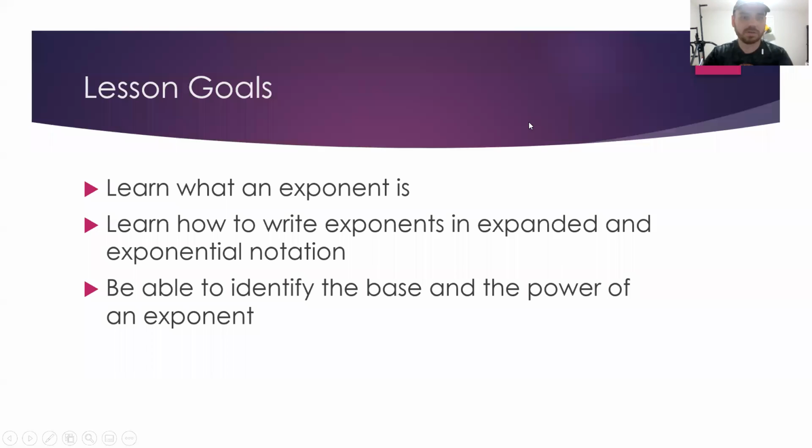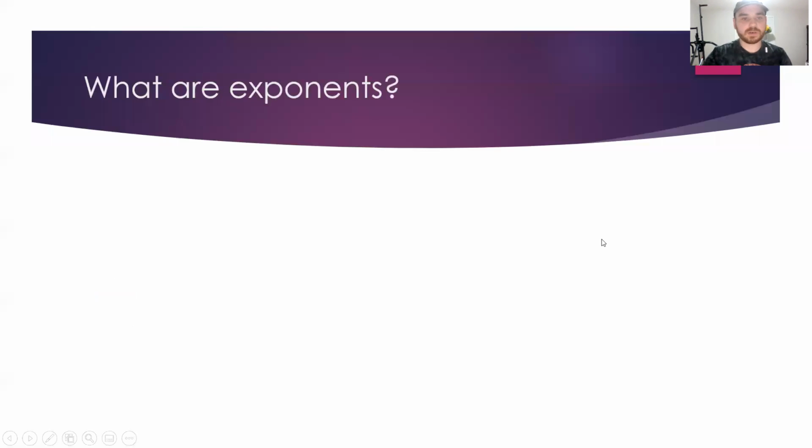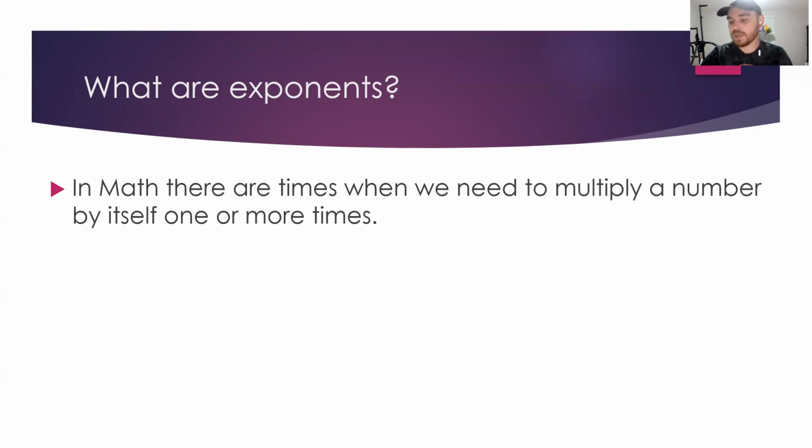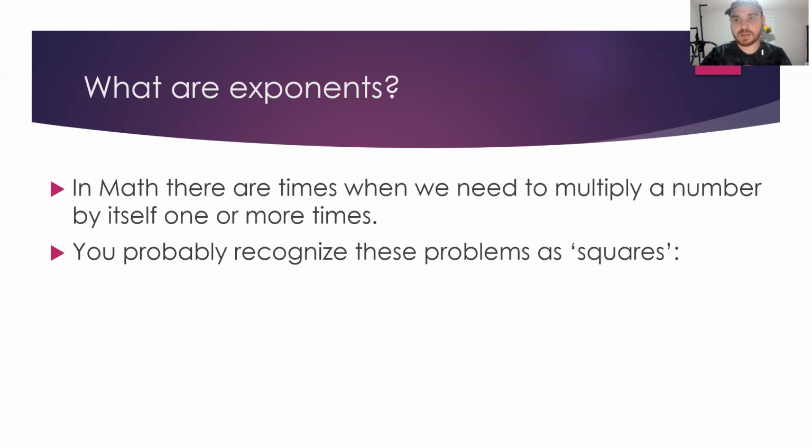So first things first, what exponents actually are. We're going to skip that last single part because it doesn't really matter. So sometimes in math, we need to multiply a number by itself one or more times. And to do this, we use an exponent. You probably have already seen a decent number of these, but the ones you're most familiar with are going to be squares. So right here we have 8 squared, 3 squared, 5 squared, and 10 squared. Hopefully you guys all know how these work.